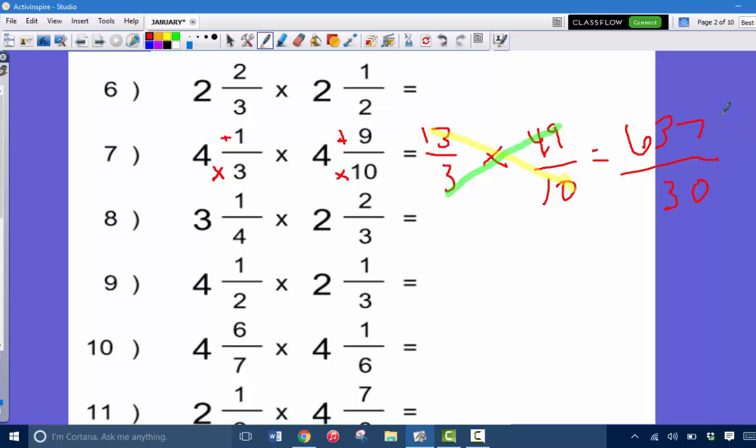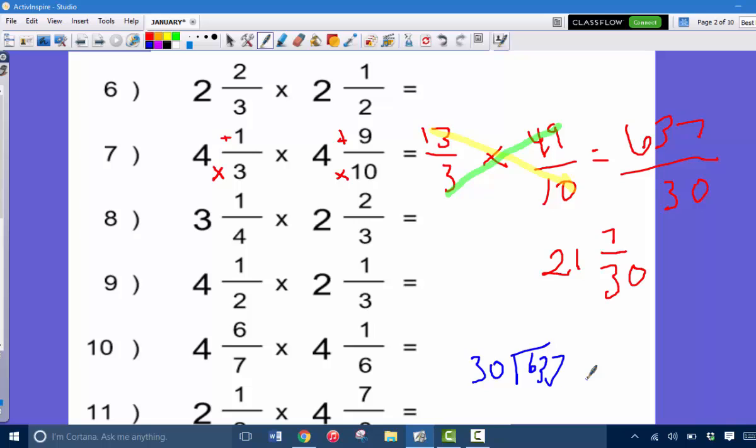It's top heavy. You cannot leave it as an improper. So how many times will 30 go into 637? I will tell you, it will go 21 times with 7 left over. If you don't understand what I just did, I'm going to redo it down here at the bottom so you understand exactly what I did. All I did was ask how many times 30 is going to go into 637.